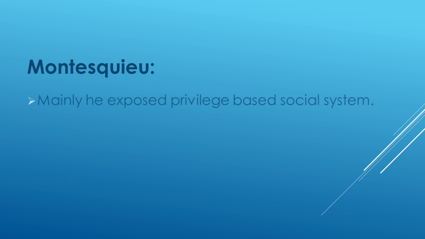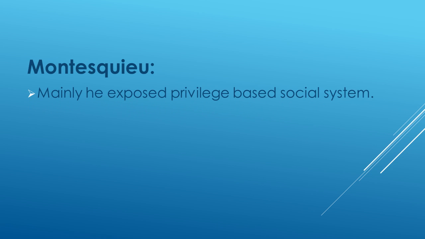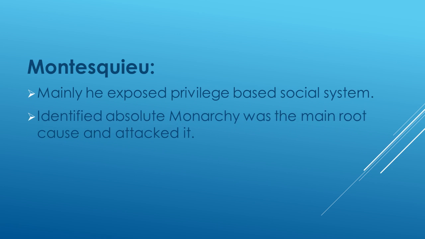Montesquieu. So what was the contribution of Montesquieu? Mainly, he exposed the privilege-based social system that existed during the time of the French. He identified absolute monarchy as the main root cause and attacked it. So what was the main problem that existed at that time? That was the absolute monarchical system that existed in French society.